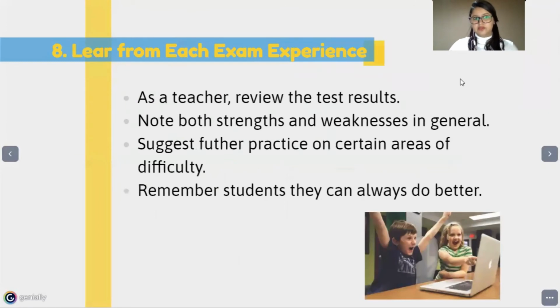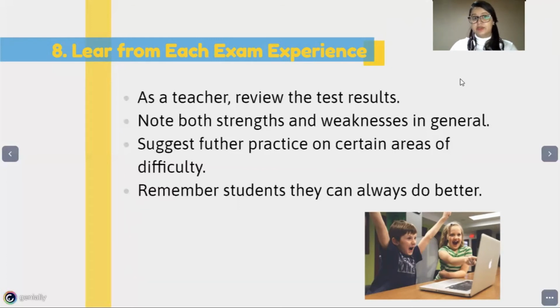So the eighth strategy is to learn from each exam experience. As a teacher, it's important to review the test results with students. So go over both the strengths and the weaknesses. But remember to do this in general. Do not refer to specific cases, do not refer to specific students, and always remember to provide feedback in a positive way.